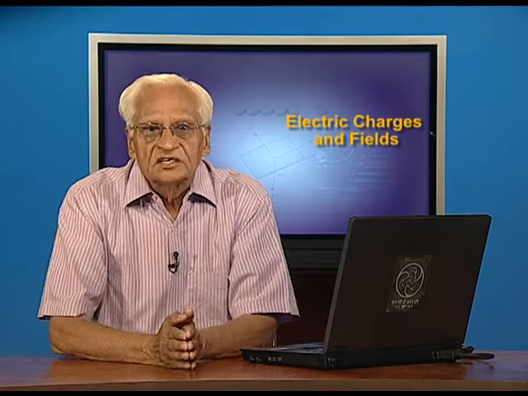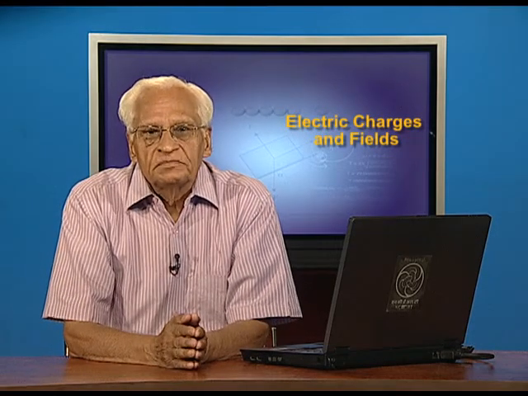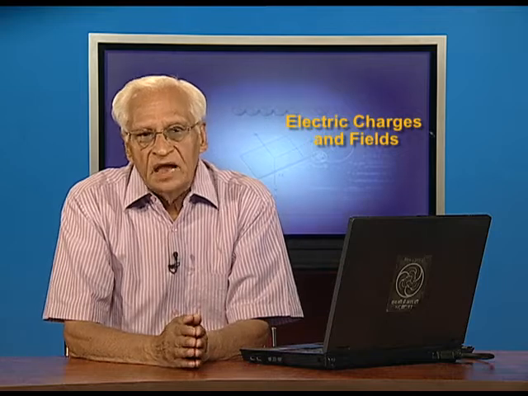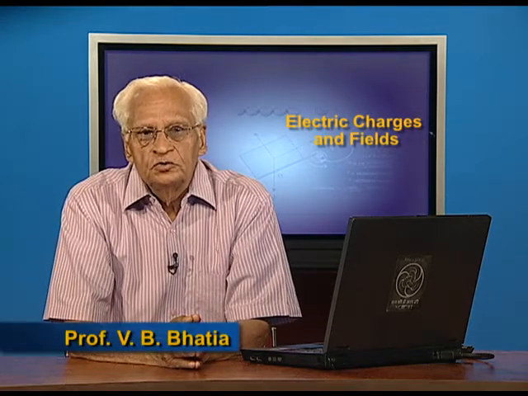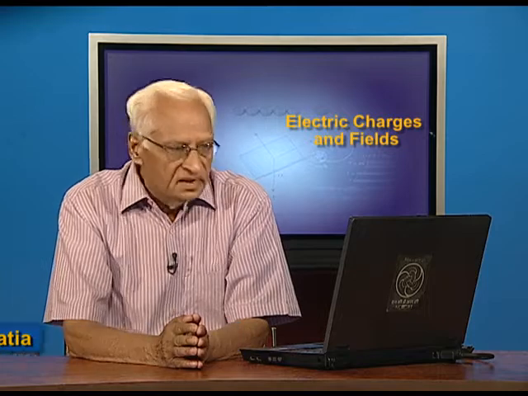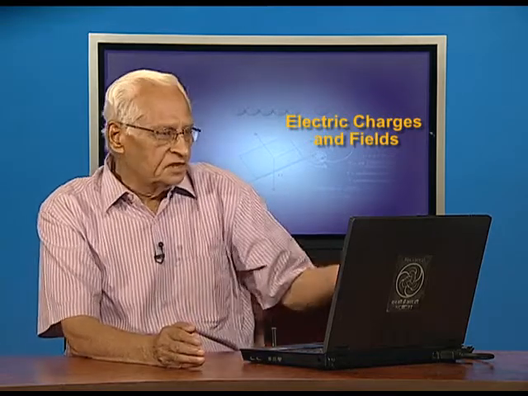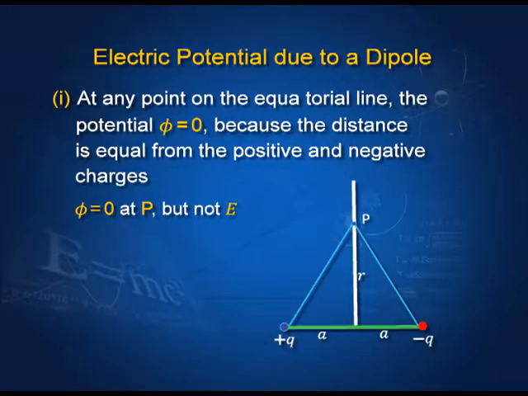In the last lecture, we introduced the concept of electric dipole and found the electric field due to an electric dipole. In this lecture, we start with finding the electric potential due to a dipole. You see, this is a dipole here, plus q, minus q, and P is a point on the equatorial line at a distance r from the center of the dipole.